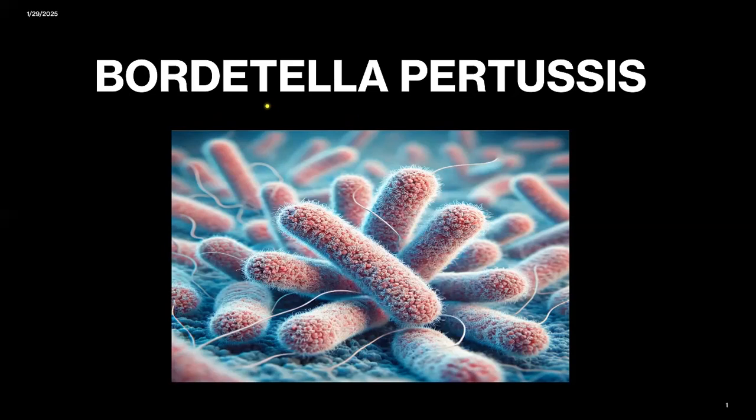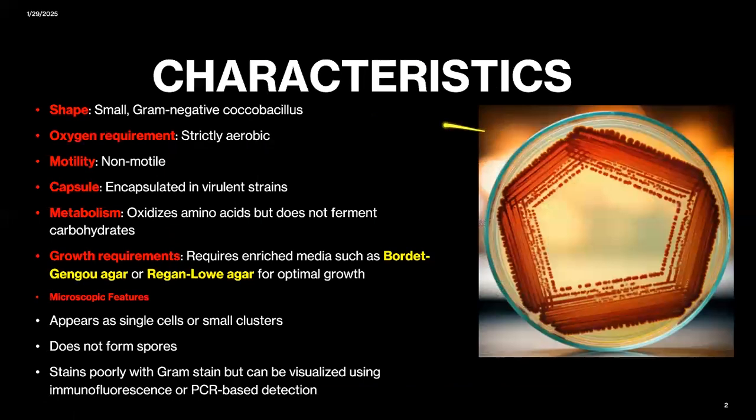Today we will talk about Bordetella pertussis. First of all, we will look at the characteristics of Bordetella. It is a small gram-negative coccobacilli. It means that it has both coccus and bacillus properties.